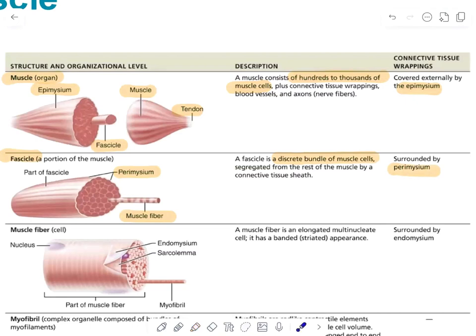Now we're going to go one layer deeper to the muscle fiber, which is what we have here. That muscle fiber is also referred to as a multinucleated muscle cell. It's surrounded by a connective tissue layer called the endomysium. But just deep to that endomysium is what's called the sarcolemma. It's important that you know that the sarcolemma is the plasma membrane for the muscle cell. It's not a connective tissue layer.